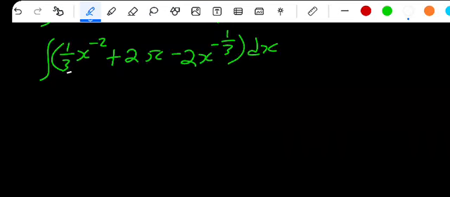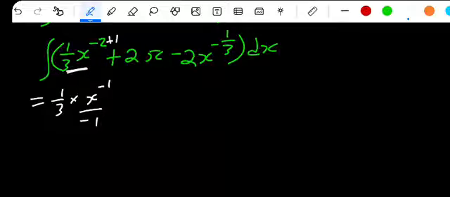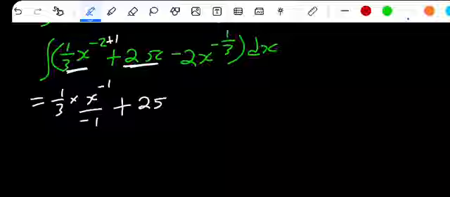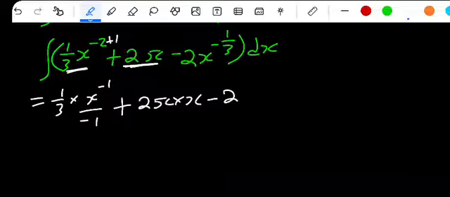So the integral of this, if we integrate that, we're supposed to add to the exponents and also divide. We'll have 1 over 3 multiplied by x to the power of minus 1 divided again by minus 1, plus the integral of this, which is simply a constant, 2x multiplied by what? By x. You have minus 2x, you'll add 1 there.